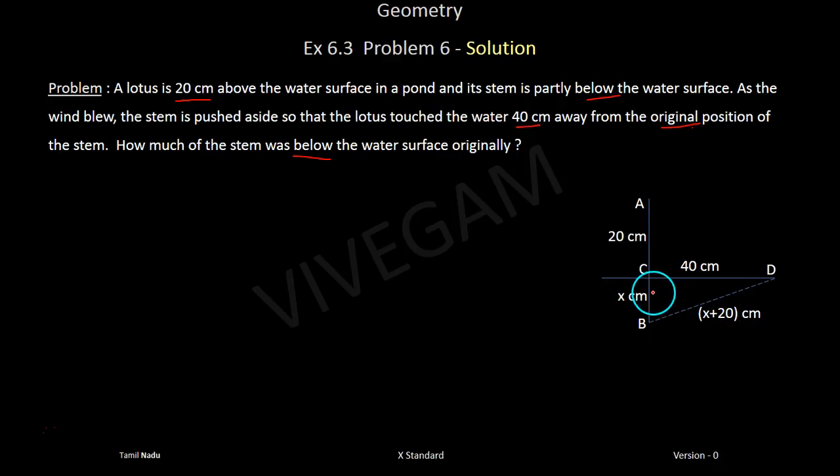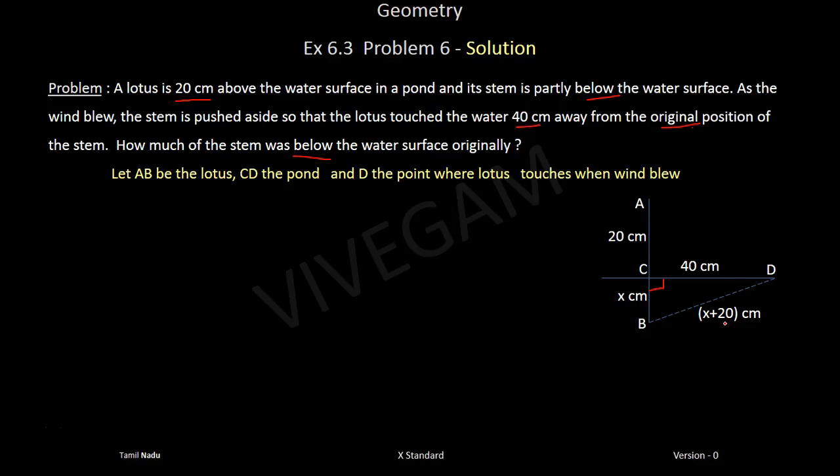Now if you look at triangle BCD, this is a right triangle, right? The stem is always vertical, so this is a right triangle. Applying Pythagoras theorem, BC square plus CD square equals BD square. X plus 20 whole square equals x square plus 40 square. You have an equation in x, and you should be able to solve it and get the value of x. That's how this problem needs to be worked out. You can pause the video here and try to work it out on your own and come back and check the working. Anyway, let me just go on.